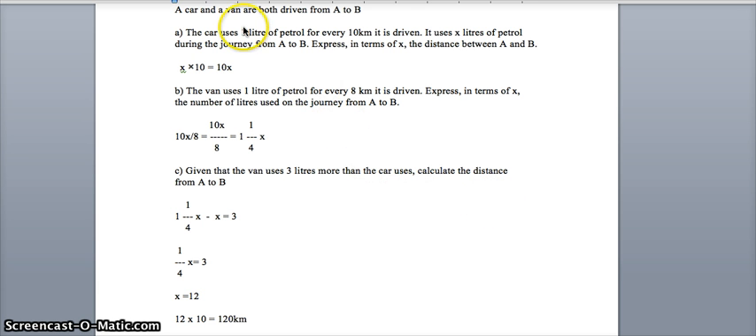A car and a van are both driven from A to B. The car uses 1 liter of petrol for every 10 km it is driven. It uses x liters of petrol during the journey from A to B. Expressed in terms of x, the distance between A and B.